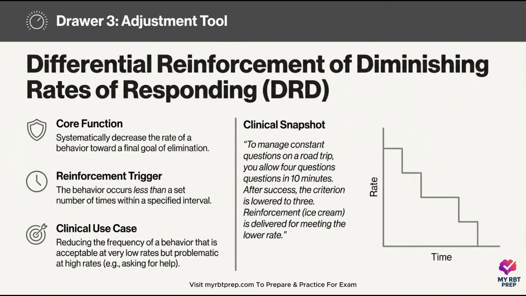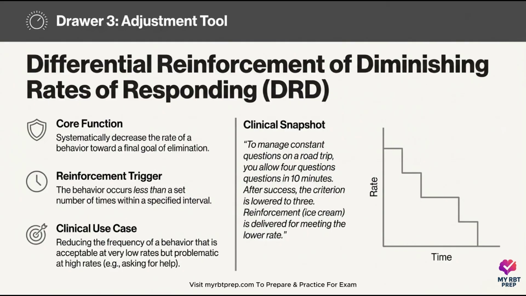Let's talk about the volume knob of behavior management. Sometimes a behavior isn't inherently wrong, it's just happening entirely too much. This is differential reinforcement of diminishing rates of responding, or DRD. I want you to look at the core function on the left. Notice that the goal here is to systematically decrease a rate. We aren't trying to punish a behavior out of existence immediately, we are carefully dialing it down.